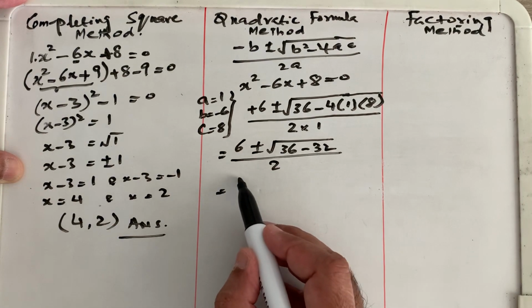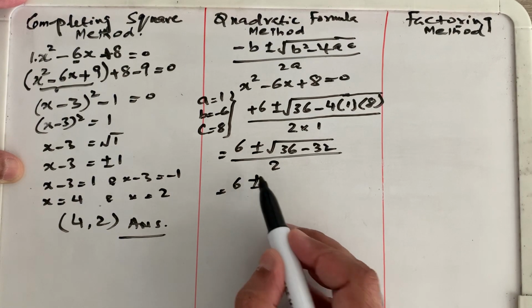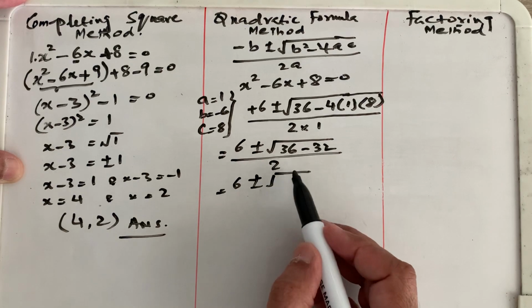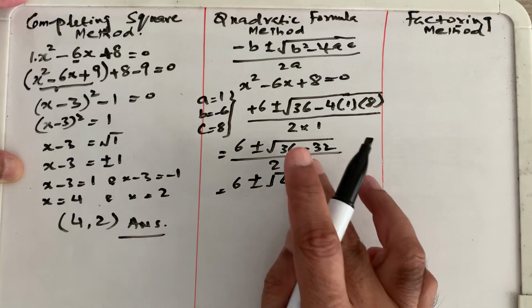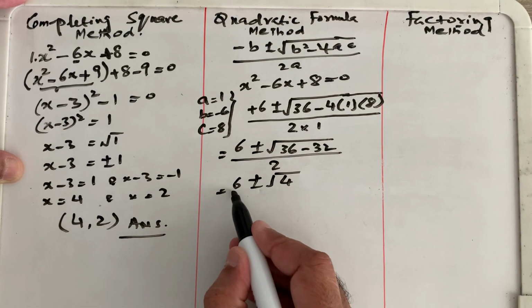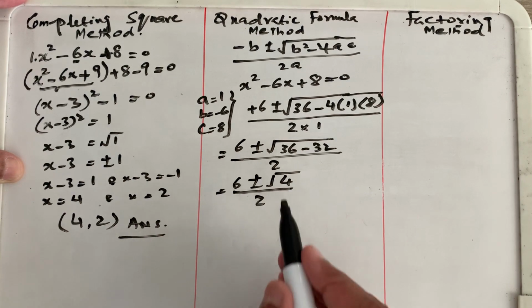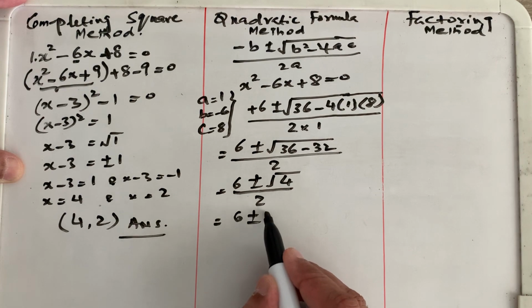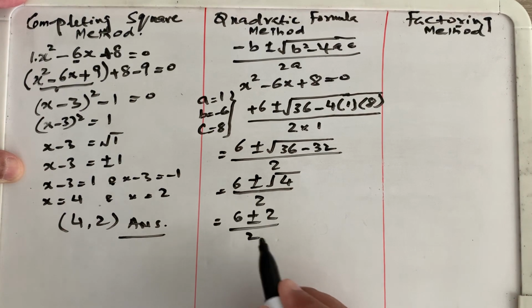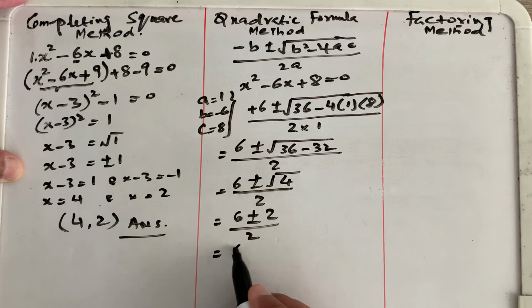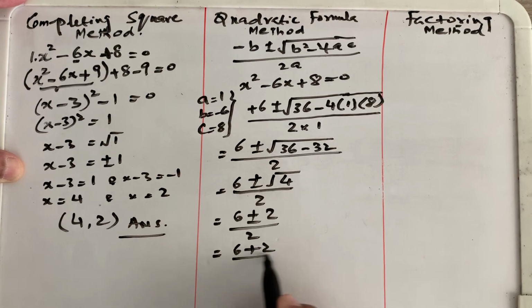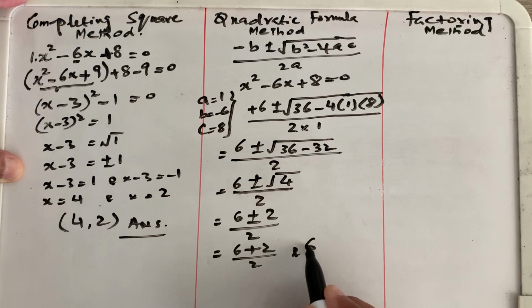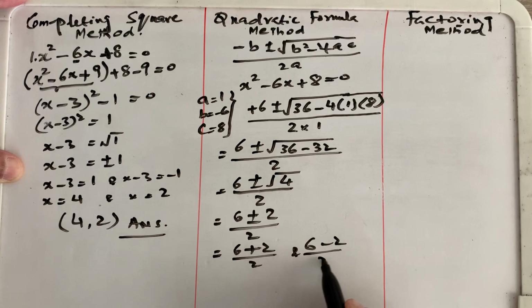And then you say 6 plus minus, what is left? 36 minus 32 is 4, right? So 4 divided by 2. What is the square root of 4? The square root of 4 is 2. So you have to write it one time minus, one time plus: 6 plus 2 divided by 2 and 6 minus 2 divided by 2.